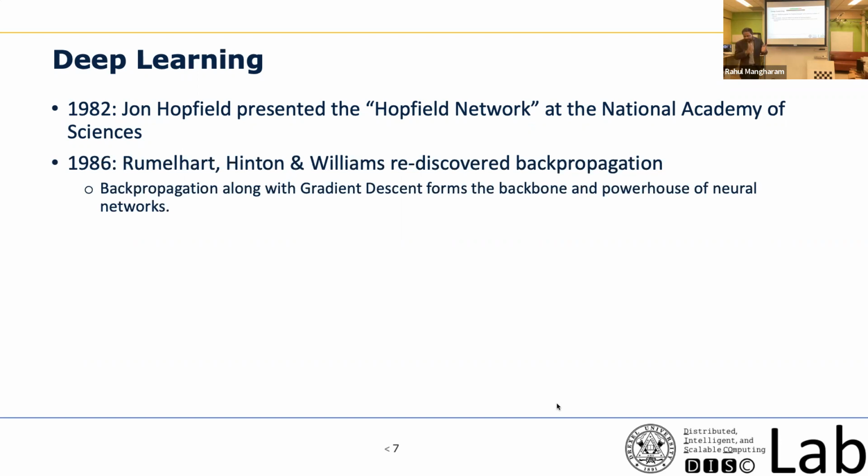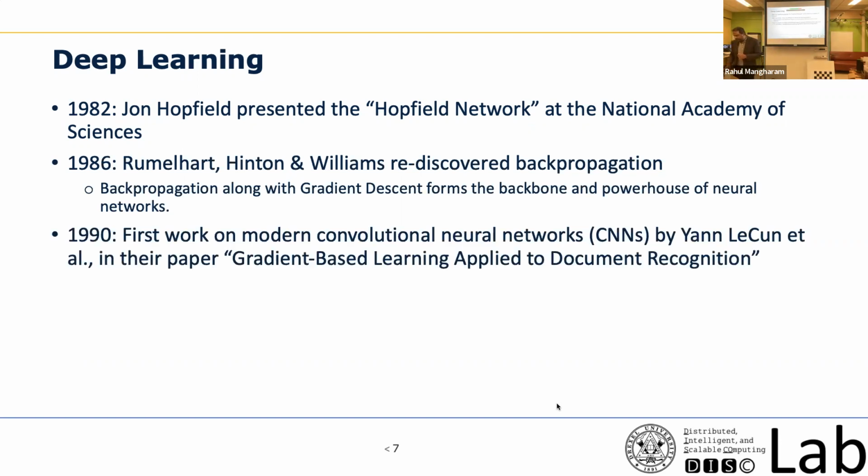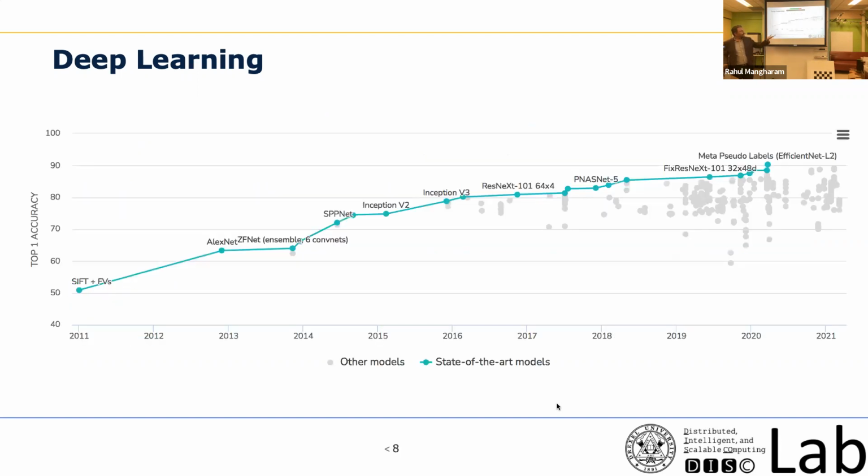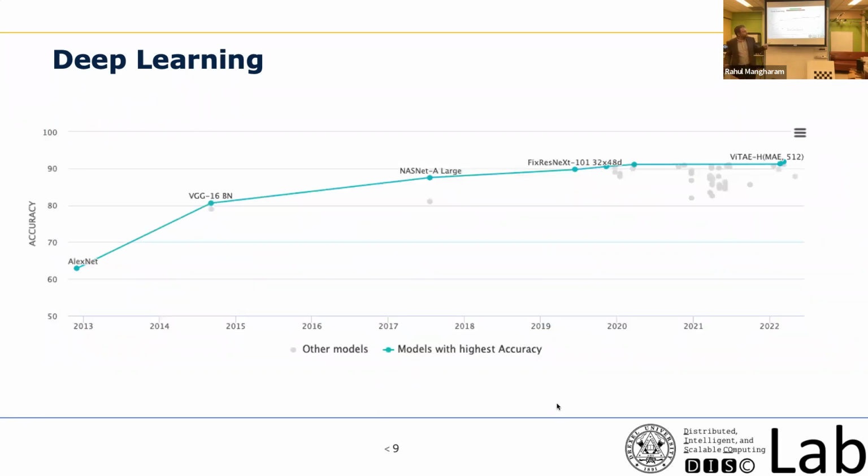So these are all the things that happened during the deep learning era. And in 1990 came the first CNN, where it showed that gradient-based learning can be applied to document recognition, and that actually started everything with AlexNet and all the new models that you are used to seeing, the state-of-the-art models. And then it carried on all the way until 2022 for different types of accuracy.